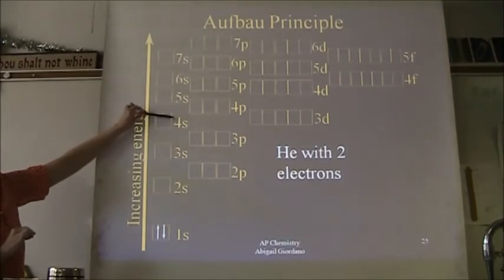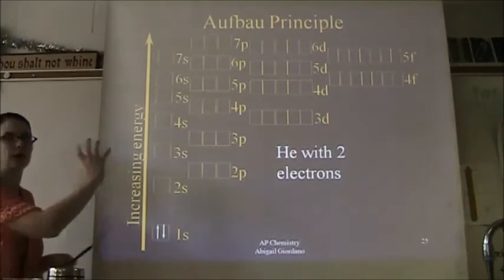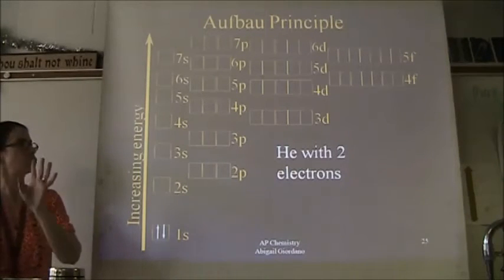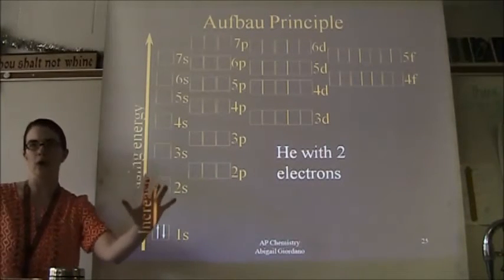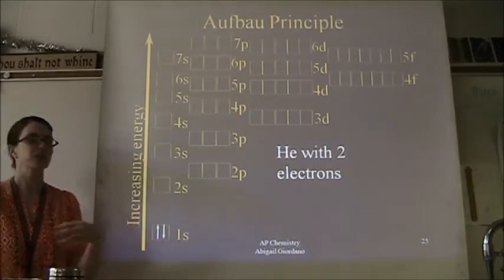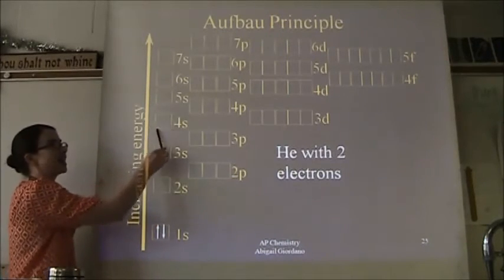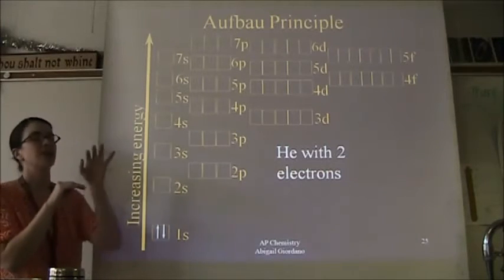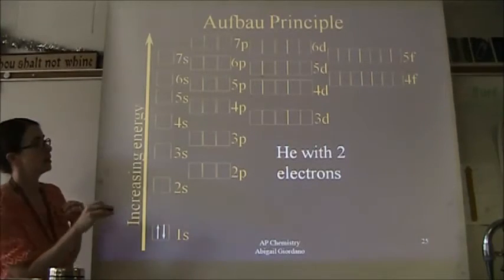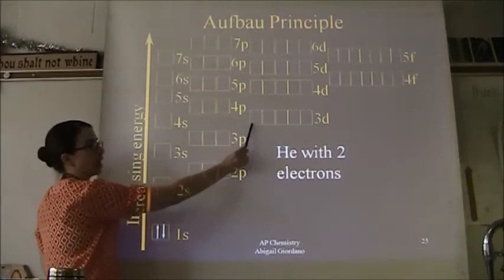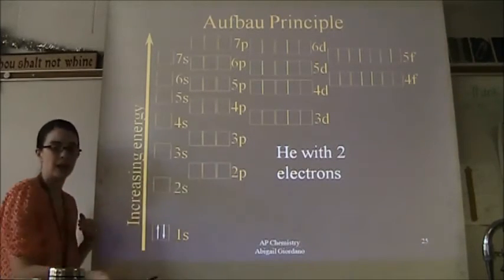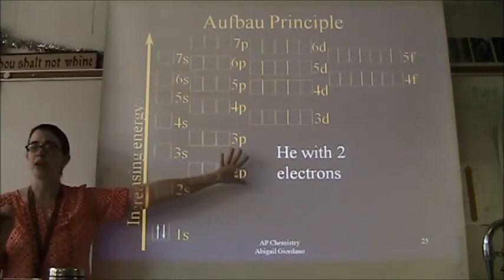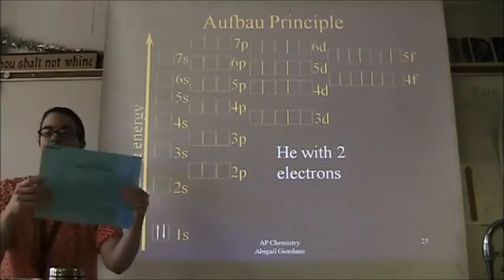Guys, that is why when you write out electron configurations, 4s is written before 3d, because 4s is at a slightly lower energy content than 3d. Okay. And what comes right after 3d? 4p.